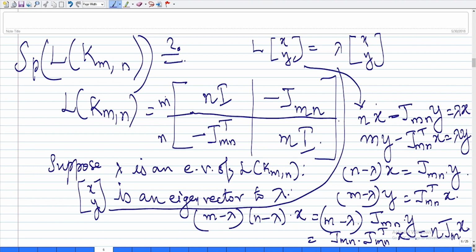So now from here what can we say? M minus lambda into n minus lambda is an eigenvalue of this matrix n times Jm, because now we have got an eigenvalue expression: some quantity into a vector x is equal to a matrix into the vector x. So if you equate these two, n minus lambda into m minus lambda x is nothing but n Jm into x. So this product is going to be an eigenvalue of n times Jm.